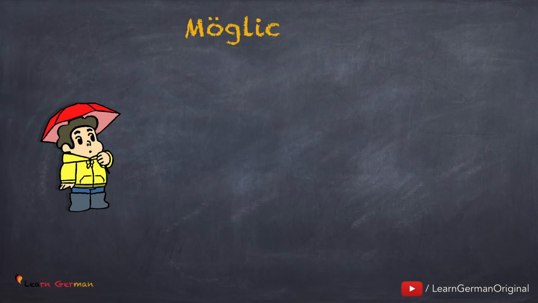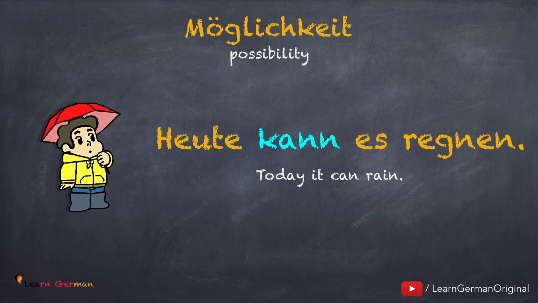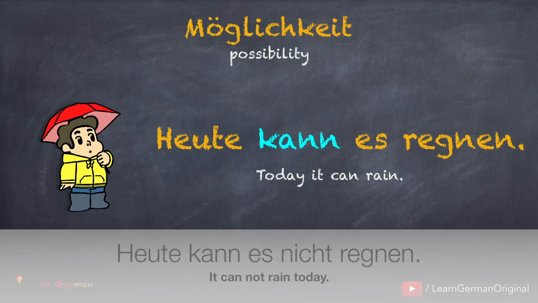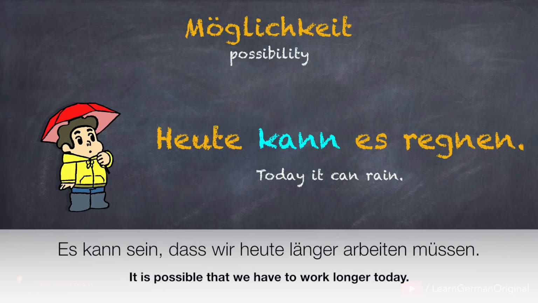The next use is when you're talking about possibility. Möglichkeit. Heute kann es regnen. Oder heute kann es nicht regnen. So when something is possible or not possible, then also you will use the modal verb können. Here's another example. Es kann sein, dass wir heute länger arbeiten müssen.